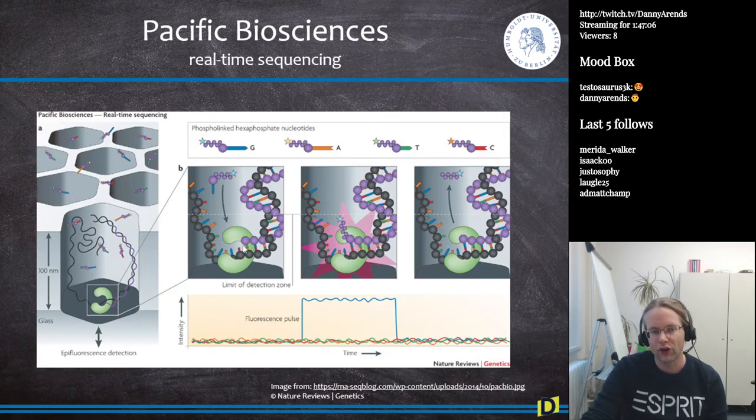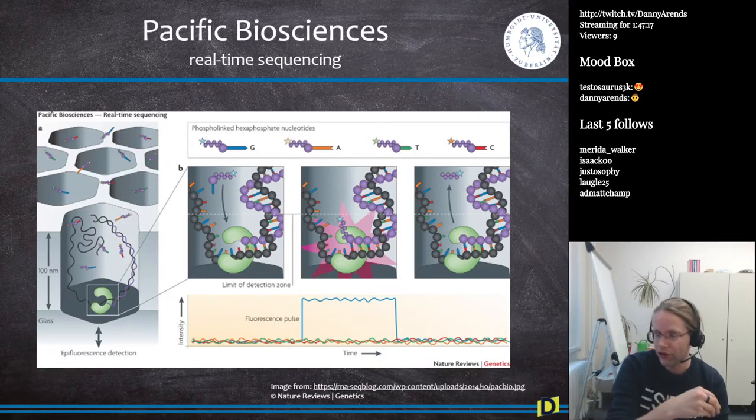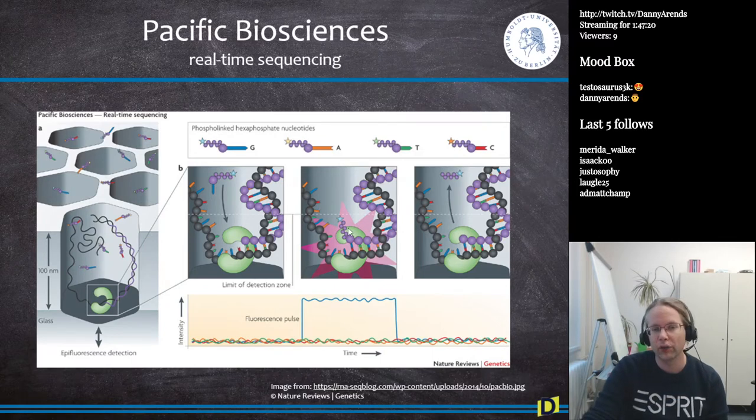If the G is incorporated, the polymerase will bind this new G to the extending DNA strand, and by doing that it will release this hexaphosphate, and this is seen as a little fluorescent pulse. And you will get these pulses very quickly because normal polymerases do around 1,000 base pairs in like 1 minute. So in a single minute you get 1,000 of these flashes, and the color of these flashes will tell you which base pair was incorporated.